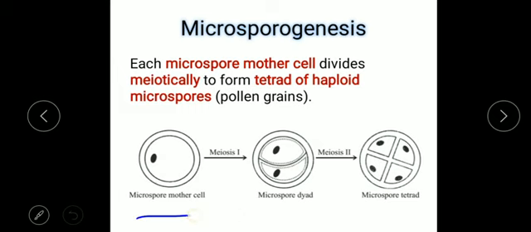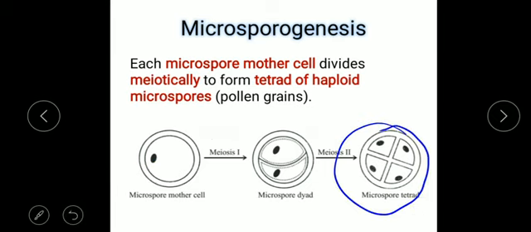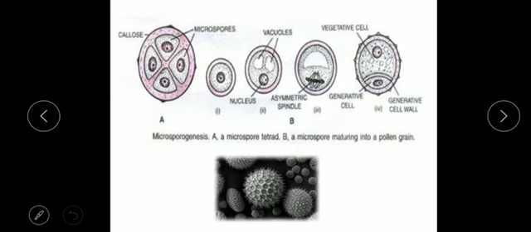Here it has been explained diagrammatically how the microspore mother cell, which is diploid, undergoes the meiotic first and second phase to finally form the microspore tetrad. Coming to the next slide, this is a microspore in tetrad and this is an individual pollen grain. This pollen grain will undergo division again to form male gametes, but I'll give this explanation in the next slide.